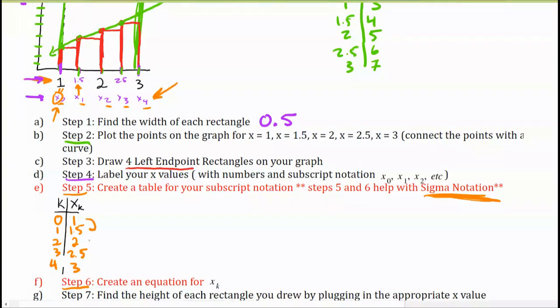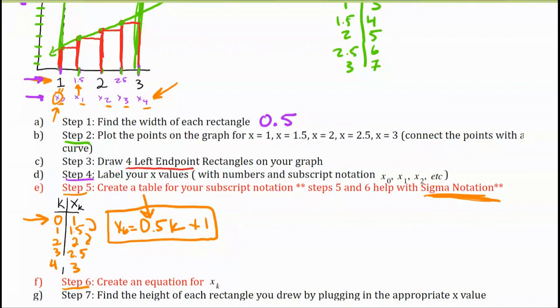So I can see that it's going up by 0.5 each time. So x of k equals 0.5 times k. And then when k is 0, x of k is 1. And that's how I create my linear equations. The x sub k is always going to be a linear equation, by the way, because our width is always going to be the same. The other thing is that our width is always going to be that coefficient there in front of k.